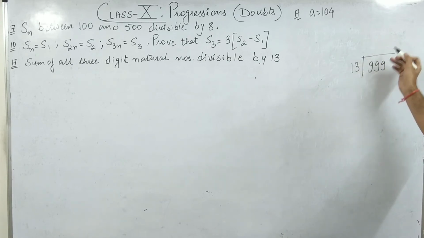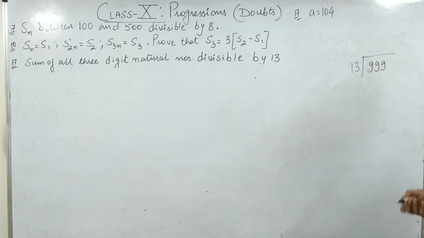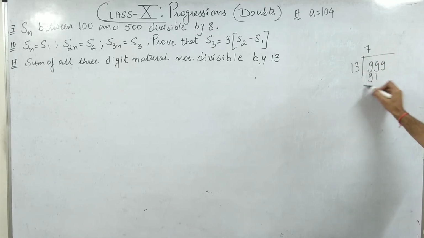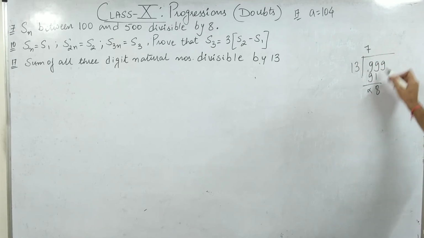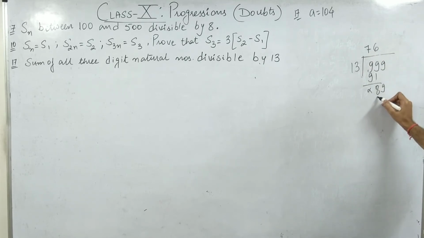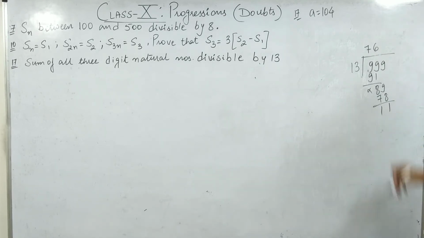13 by the 65. 13 4s are 52. 13 7s are 91. I just said, and I have got 8 cross 9, 13 6s are 78. Okay, fine. 9 minus 8 is 1. 8 minus 7 is 1. So there is this 11 remainder.